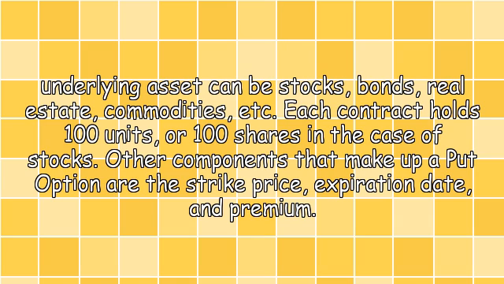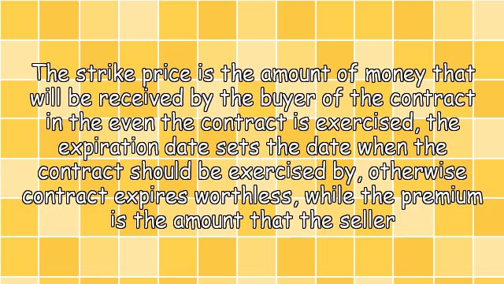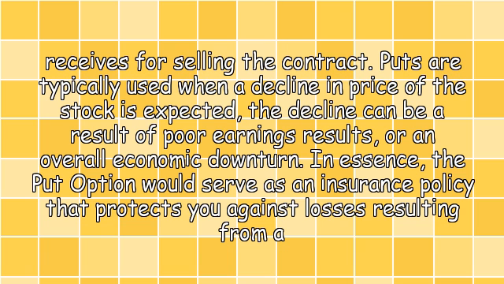Each contract holds 100 units, or 100 shares in the case of stocks. Other components that make up a put option are the strike price, expiration date, and premium. The strike price is the amount of money that will be received by the buyer of the contract in the event the contract is exercised. The expiration date sets the date when the contract should be exercised by, otherwise the contract expires worthless, while the premium is the amount that the seller receives for selling the contract.